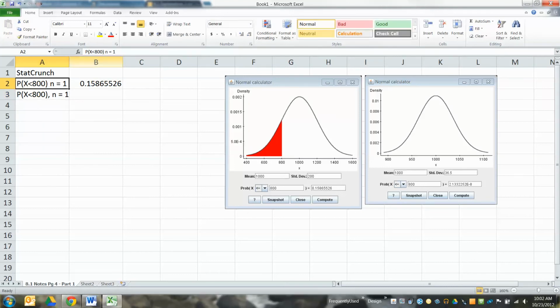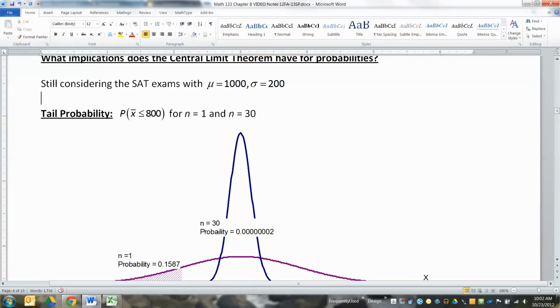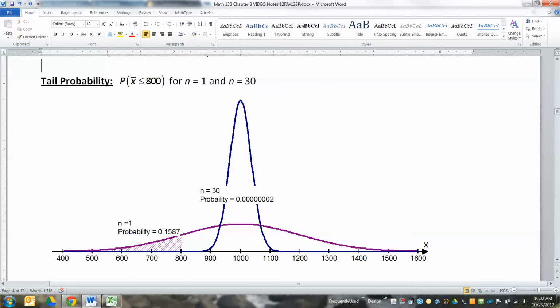Then the probability that x was less than 800 when n was equal to, what was it, 20, 30? Hold on, I better go back and look. Going back. There we go. So n is equal to 30.